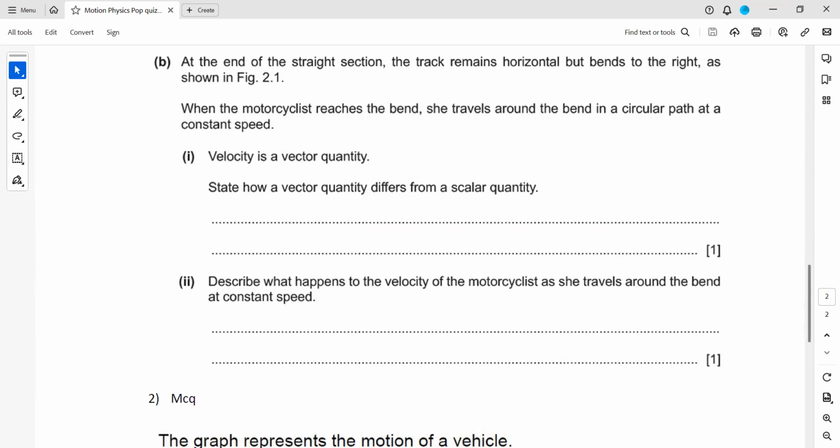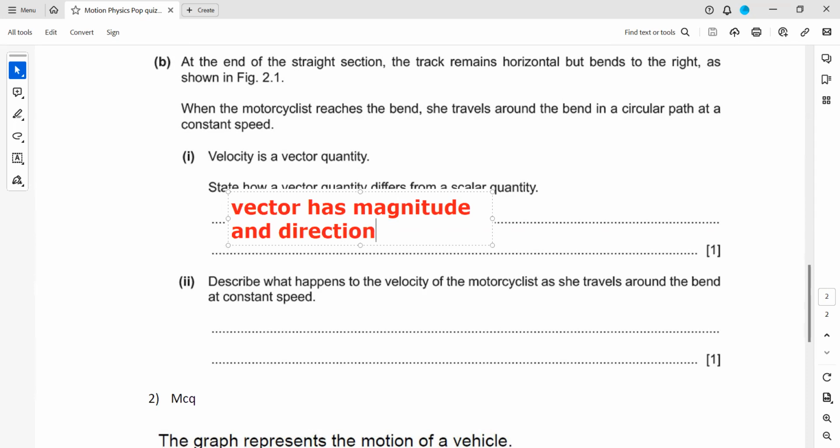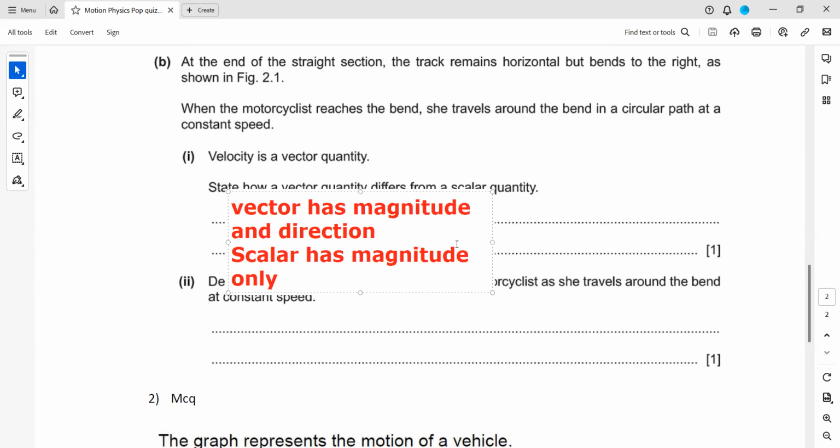So if any quantity is a vector quantity, it has magnitude and direction. Magnitude means a number is there and a specific direction is there, whereas a scalar has magnitude only. It does not have any direction. So scalar quantities do not have any direction. Vector quantities have direction.